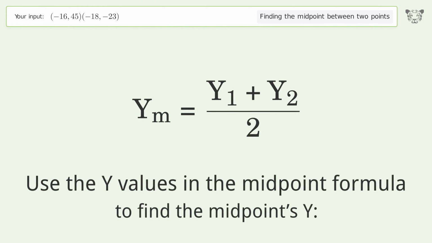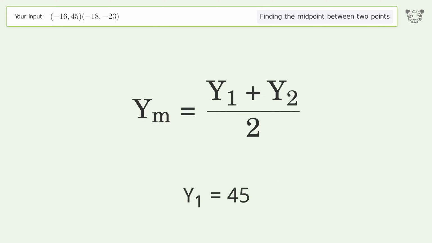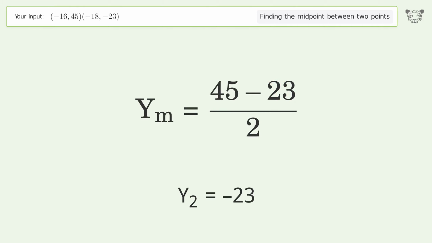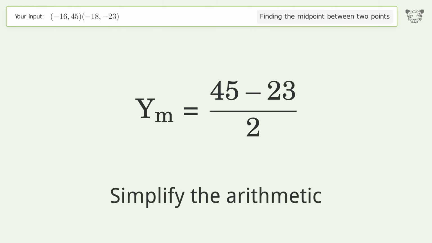Use the y values in the midpoint formula to find the midpoint's y. y1 equals 45. y2 equals negative 23. Simplify the arithmetic.